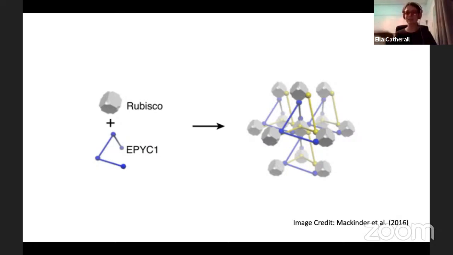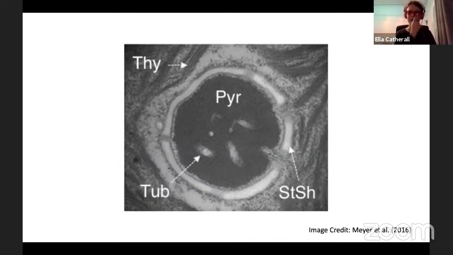And just as a side note, which we're going to come back to, EPYC1 is interacting with 2 alpha helices present in the small subunits of the Rubisco to form this hexagonal arrangement. So what it's serving to do is collect all of your Rubisco together in one place. Returning to our original micrograph, that's what this middle section here is, this higher section. That's just all Rubisco that's being shoved together.